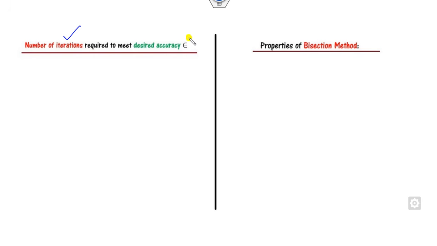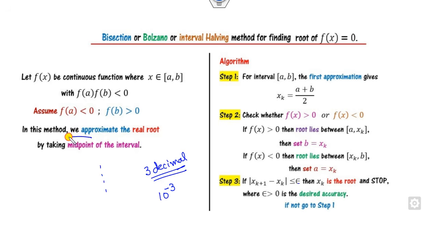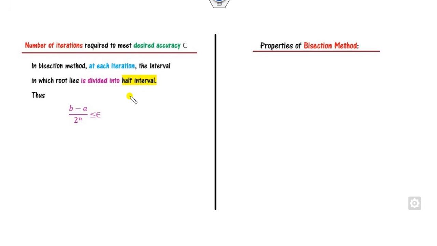You can find it in advance. Since this method takes the midpoint of the interval, the first interval is a and b. The second is this plus this over 2, and so on. That means we are dividing the interval into half.